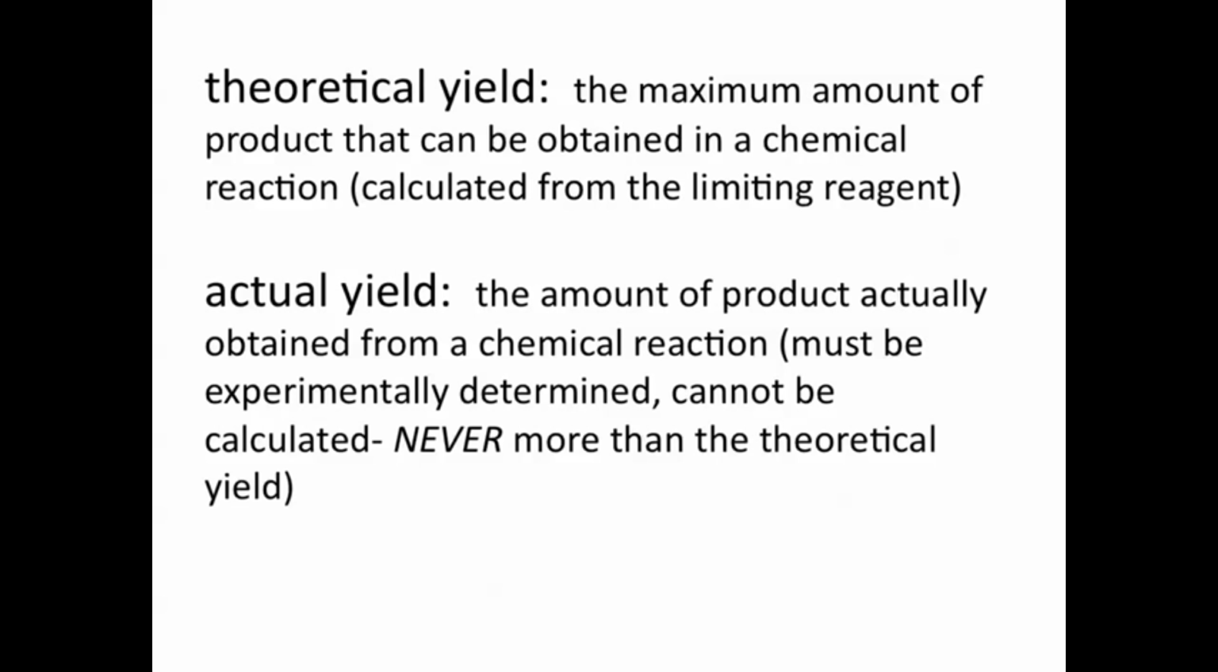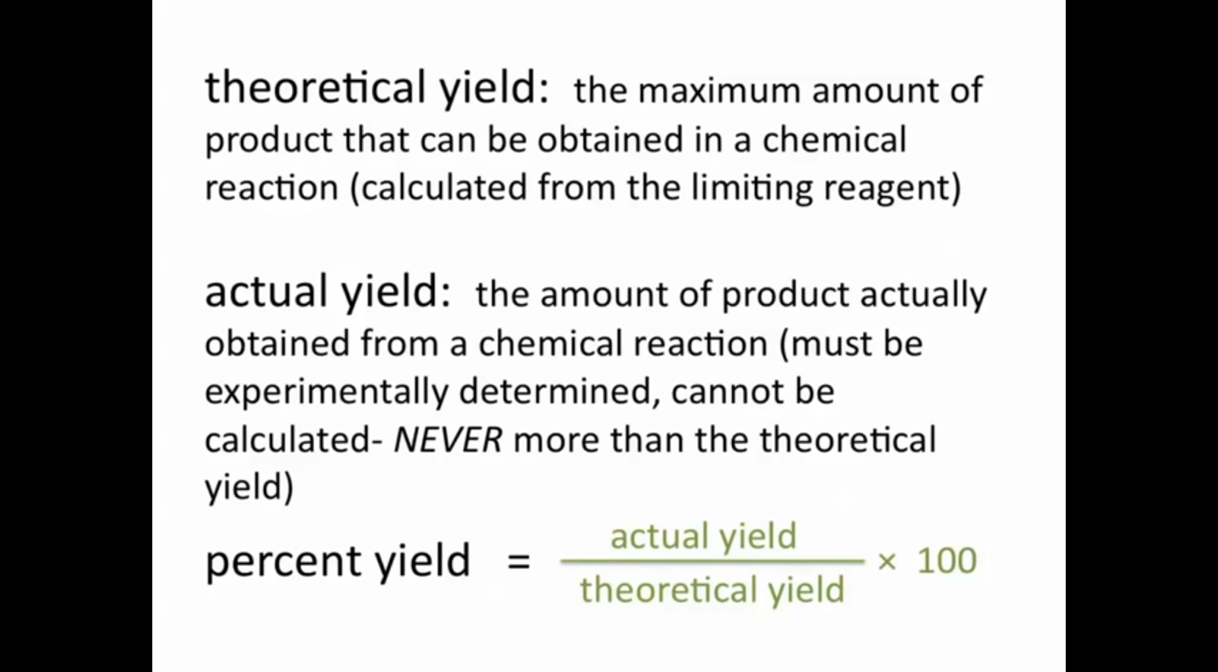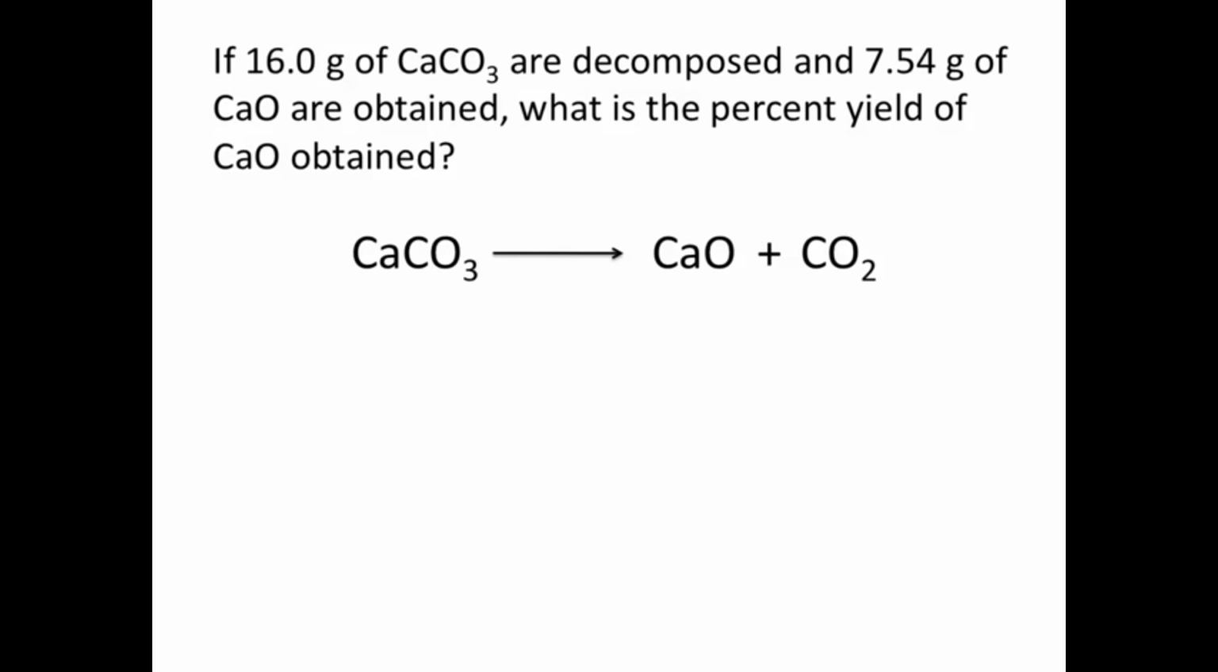using a balanced equation. And your actual yield can never be more than the theoretical yield, which just means that you can't ever obtain more product in an experiment than is theoretically predicted using the balanced equation. The percent yield then is a ratio of the actual yield to the theoretical yield, and you multiply that by 100 to give you a percent. Let's go ahead and look at an example.